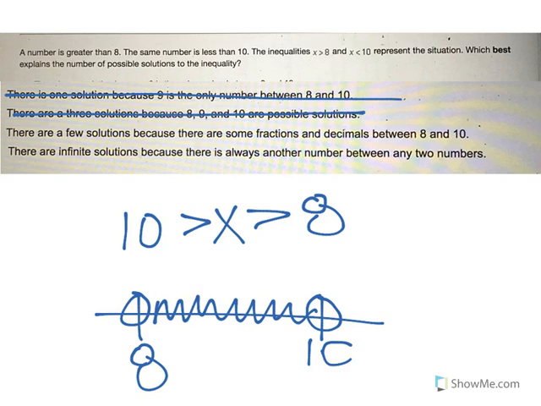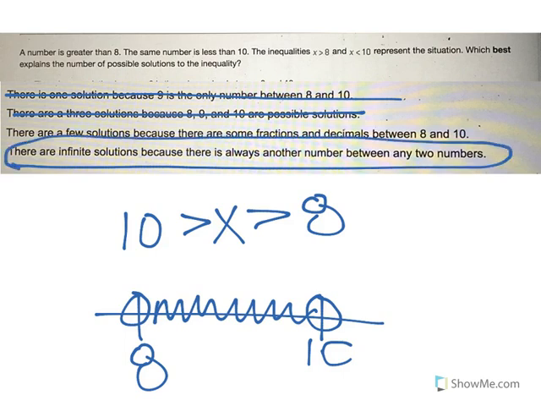There are a few solutions because there are some fractions and decimals between 8 and 10. So that's true, there are a few solutions, but it's not the best answer because obviously there's 8 and a half, 8 and 3/4, 8 and 3/8, 8 and 3/9, 8 and 3/10, 8 and 3/11, so on and so forth. I could keep going. So there's not just a few. Now there are multiple answers, but more than just multiple answers, there's an infinite amount of solutions between 8 and 10.